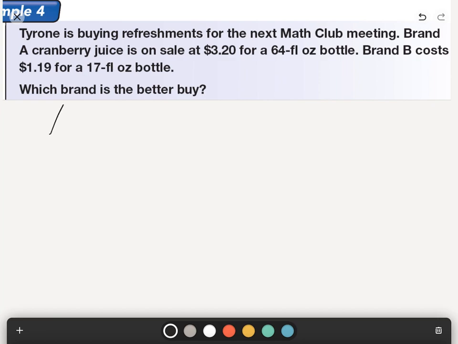So say we're talking about brand A, you do that by saying, okay, I've got 64 ounces. It's going to cost $3.20. So how much would the unit price of 1 ounce be? And then you do the same thing for brand B.